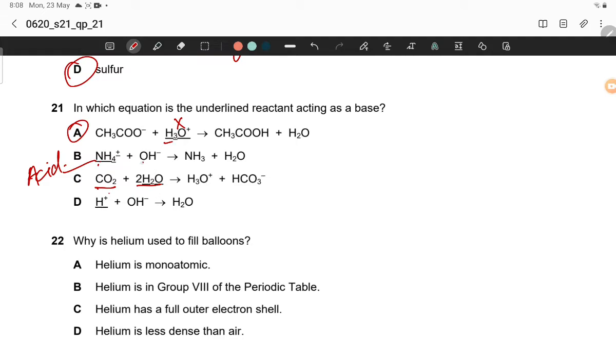Carbon dioxide and water: carbon dioxide is an acidic oxide, so water acts as a base. So this is proton donor. Proton is H plus. So this is the correct option. H plus is an acid.